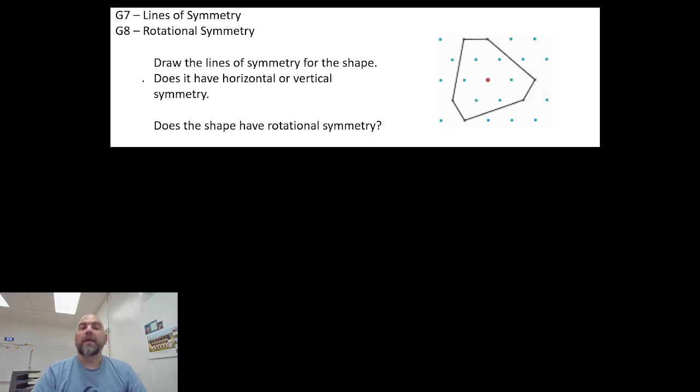All right, let's try this one. Does this one have line symmetry? And does it have rotational symmetry? Take a look and we'll come back in a minute.